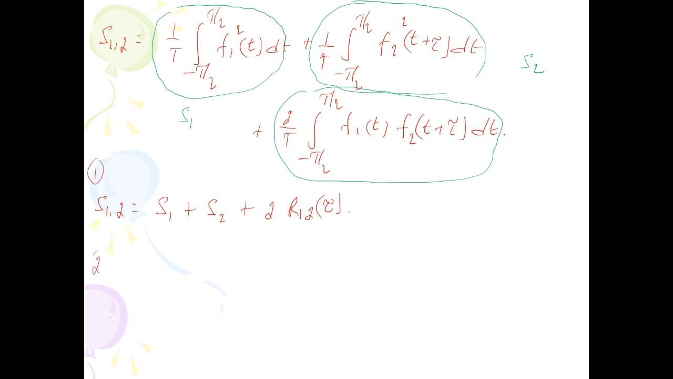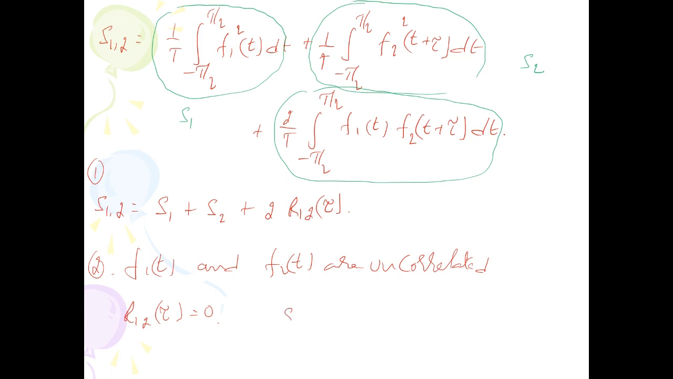And coming to the second point, if the signals f1 of t and f2 of t are uncorrelated, then R12 of tau is equal to 0. In this case, the power of the combined signal is equal to the sum of the powers of the individual signals. So S1,2 is equal to S1 plus S2.